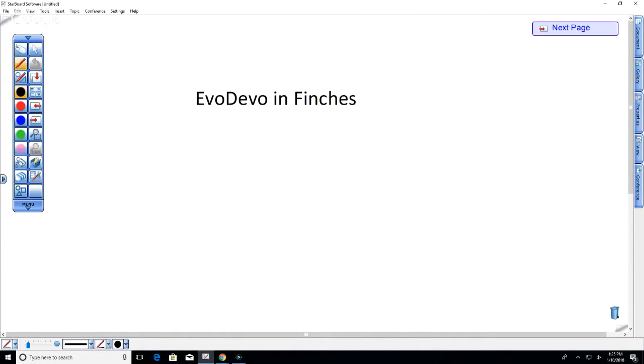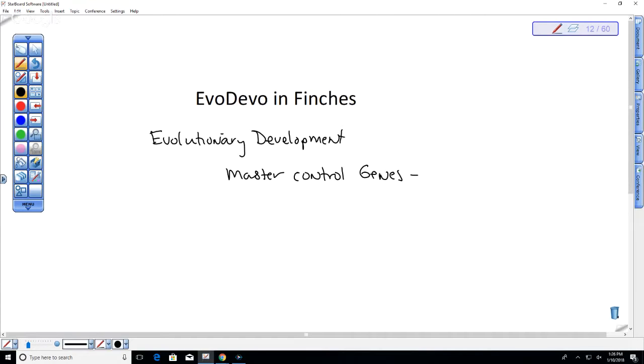Okay, so we're going to talk about what is referred to as evo-devo, and this is short for evolutionary development. And this is the idea that we can change development, and changes in early development can be used to explain relationships, but can also be used to describe why there is a change in a structure over time. And so in the lectures that you might watch, or that maybe you've already watched, I gave you some examples of what are called master control genes. And these regulate different stages of development. So they turn on and off other genes.